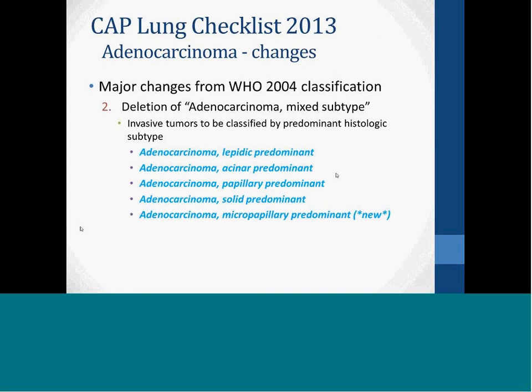The second major category of change from the 2004 WHO classification would be deletion of the adenocarcinoma mixed subtype. I, for one, am not sad to see this subtype go, because probably 80% or more of resections for adenocarcinoma would have been in this mixed subtype category. Replacing this mixed subtype category, invasive tumors are now to be classified by the predominant histologic subtype. And so there are five different subtypes that are listed here based on predominance of lipidic, acinar, papillary, solid, or micropapillary elements. And the micropapillary predominant subtype is one that's really new.